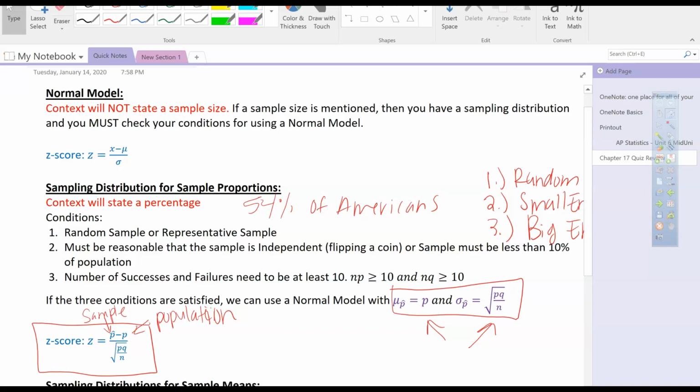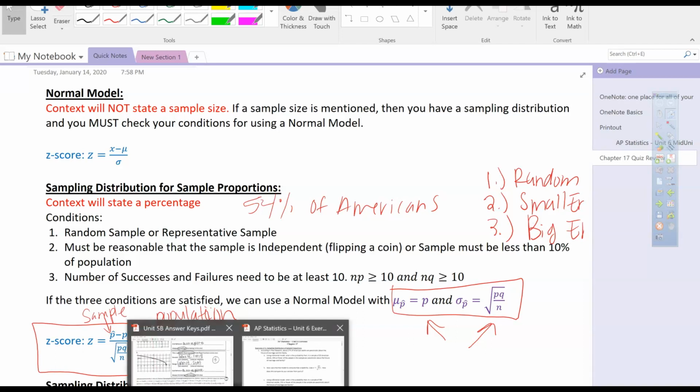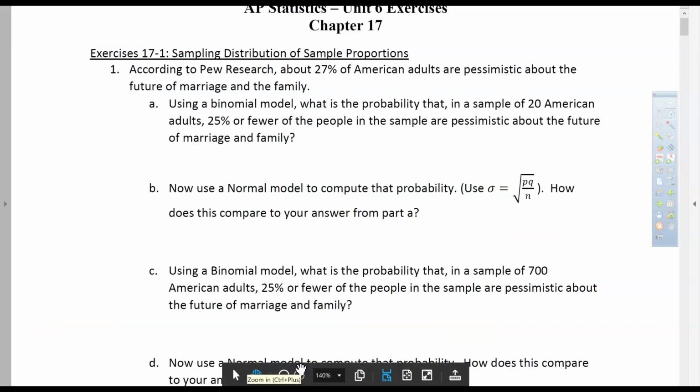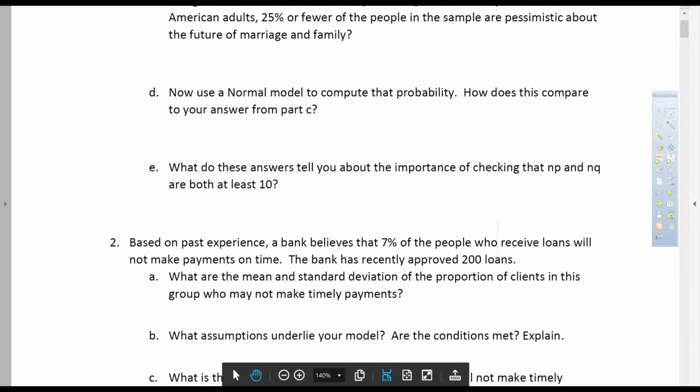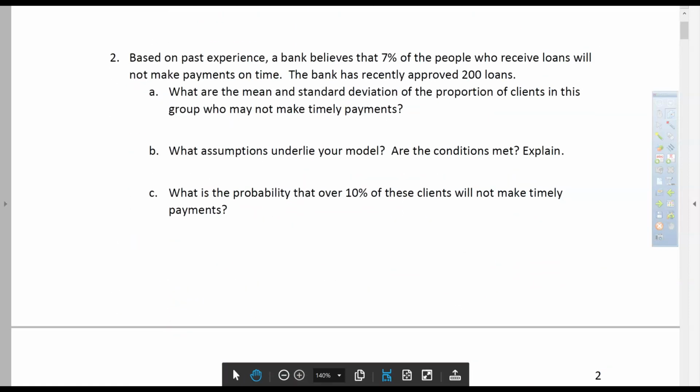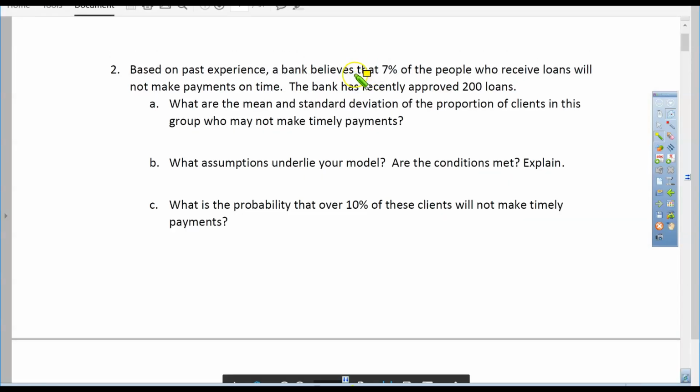All right. Then I kind of wanted to just go over some examples and what to do in the difference, okay? So if you look at your exercises 17.1 on the first page, I wanted to go over number 2. So if we look at number 2, it says, based on past experience, a bank believes that 7% of people who receive loans will not make payments on time. And the bank has recently approved 200 loans.